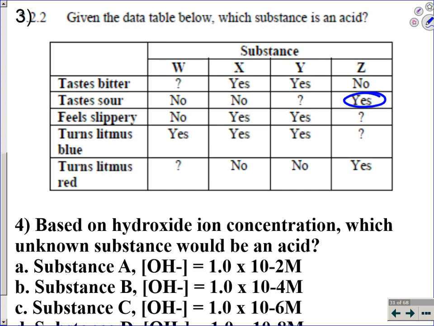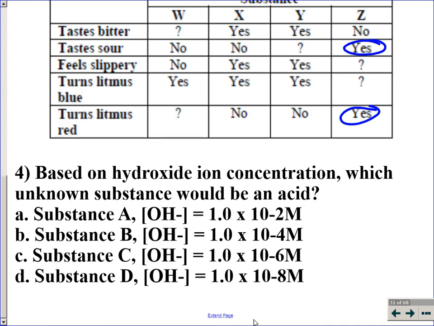Litmus paper. What should the acid solution turn the blue litmus paper? It should turn it red, right? And that's what it does here. It turns litmus red. It didn't tell us what it turns the blue one because it didn't turn. Okay, so yeah, definitely Z is the acid.